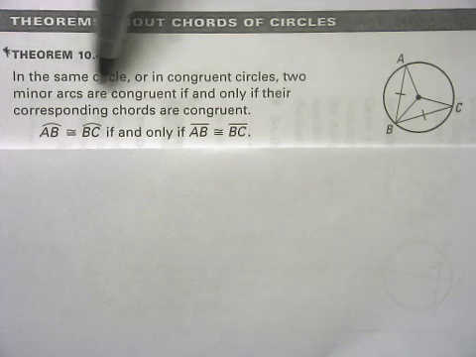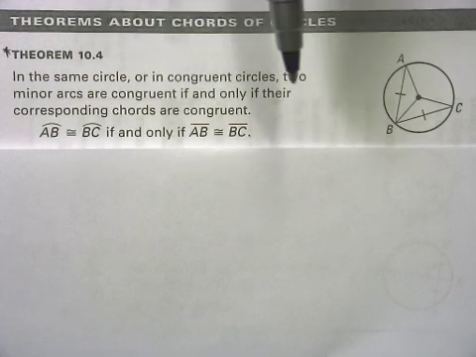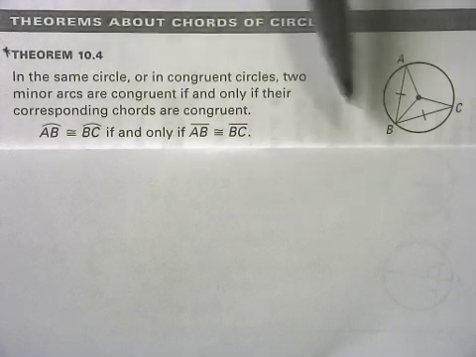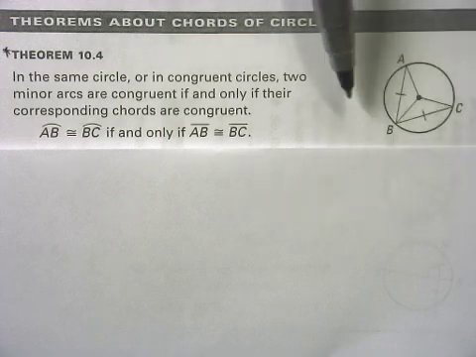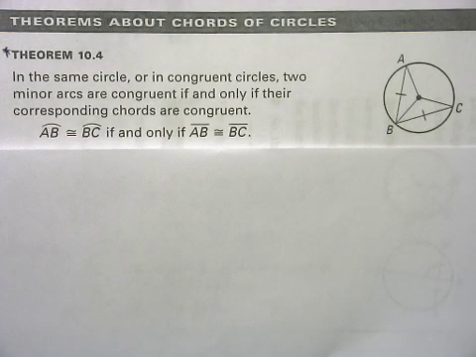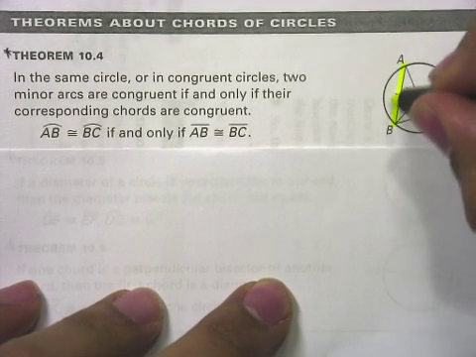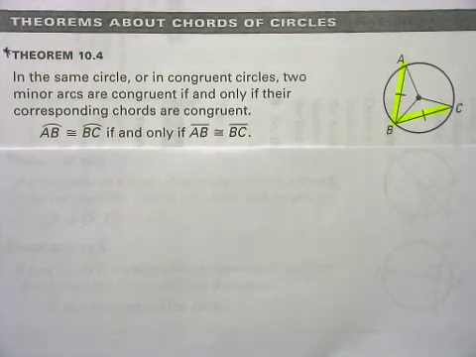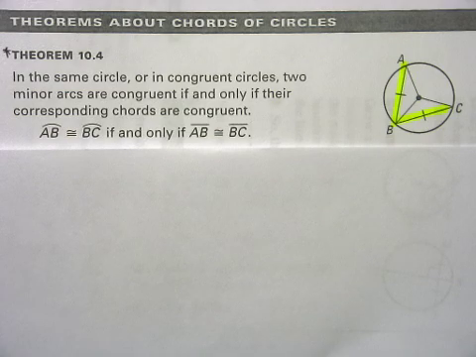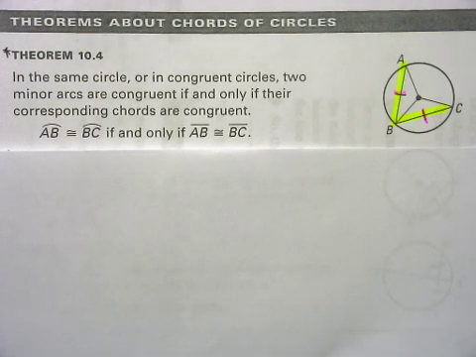Second rule says that in the same circle, two minor arcs are congruent if and only if their corresponding chords are congruent. We're going to focus just on the same circle here because we have one circle. And notice how we have these two chords here. Remember that a chord is a segment which touches 2 points of the circumference and it doesn't go through the center. Here I have chord AB, and here I have chord BC. Those are chords. I know that they are congruent because there is a congruency dash in between both of them.